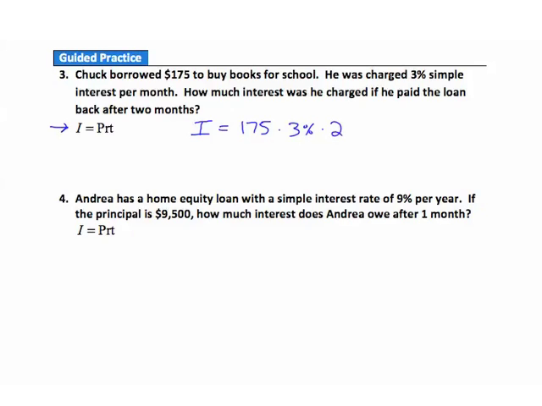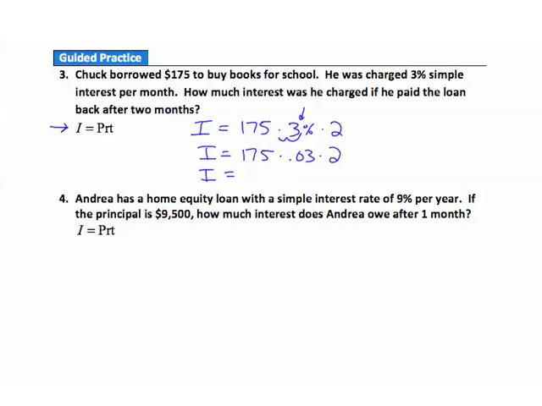Before we can solve anything, we've got to change that 3% into a decimal. So we would move that decimal place 2 to the left, 1, 2. So when I rewrite this formula, it's going to be 175 times 0.03 times 2. So now we need to do this calculation.